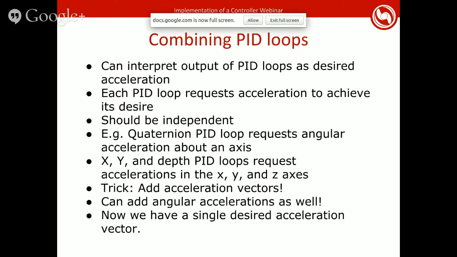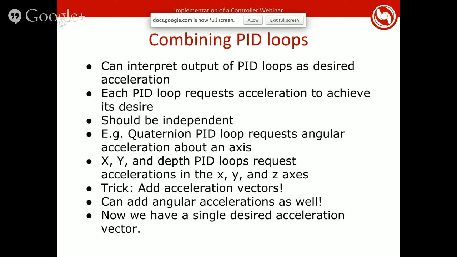So let's talk a little bit about how you combine these PID loops. You have all these PID loops, sure, but how do you actually get the AUV to go anywhere? What you can do is interpret the output of these PID loops as desired acceleration. Each PID loop is running in its own degree of freedom. You have your x velocity, y velocity, and they're only concerned with their own thing. And they're requesting an acceleration that's going to help them achieve their set point. They don't really know about the other PID loops.